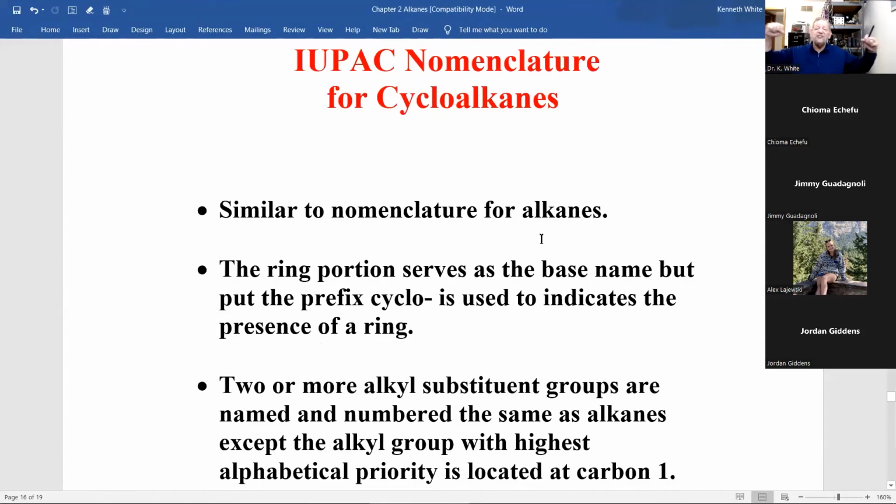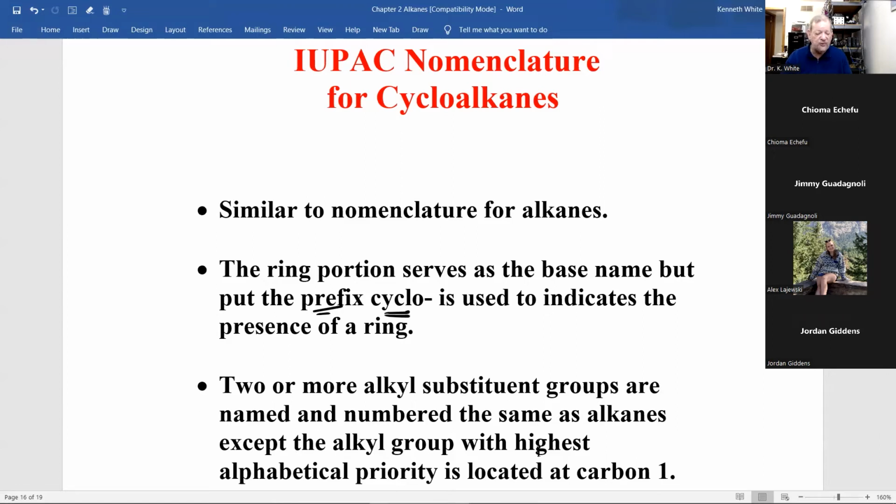All right, let's talk about rings, cycloalkanes. Good news, they're similar nomenclature. Remember, nomenclature is a fancy word meaning to name for alkanes. Now, here's where they're a little different. The ring portion serves as the base name, but the prefix cyclo is used to indicate the presence of a ring. So let's take a look at what that means.